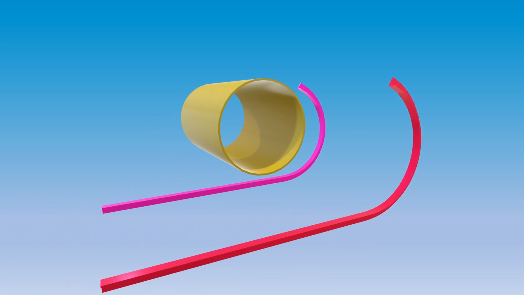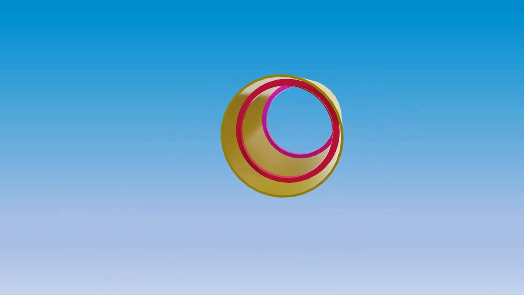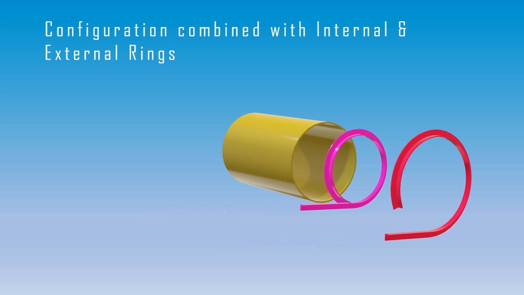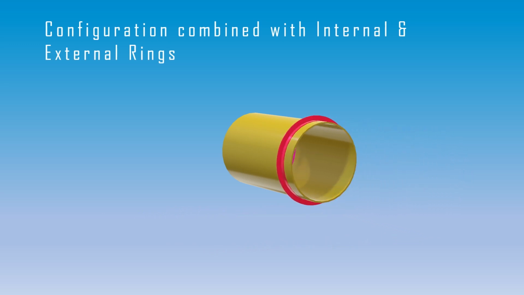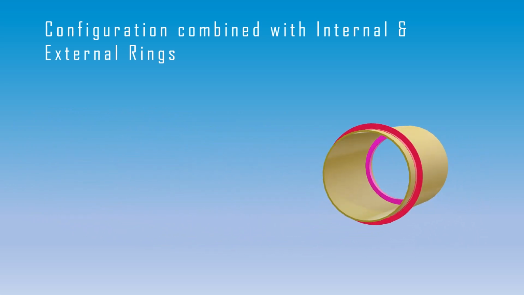Stiffening rings can also be placed internally. Stiffening rings can also be placed simultaneously internally and externally to the shell. Here are some other types of stiffening rings used in industrial fabrication.